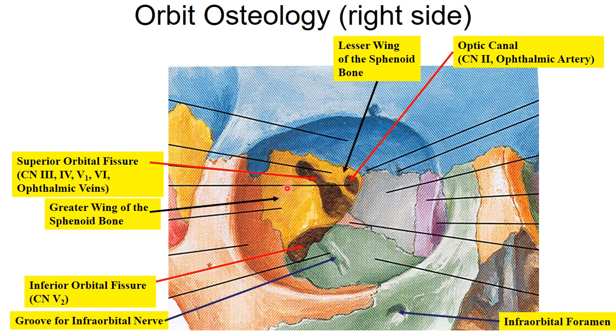Again, this is the greater wing of the sphenoid bone. Remember, I told you the superior orbital fissure is between the greater wing and the lesser wing. And so this is the other side of the lesser wing of the sphenoid bone. And I told you earlier in the last lecture, there's an opening in the lesser wing right there called the optic canal. That's it right there. And passing through the optic canal are cranial nerve 2, the optic nerve, and the ophthalmic artery, the artery that supplies the eye. That's the only thing passing through that hole right there.